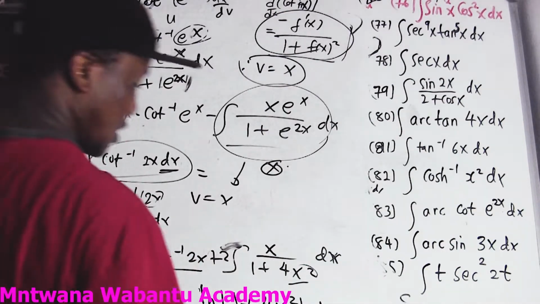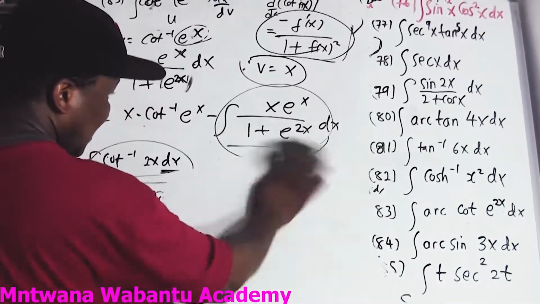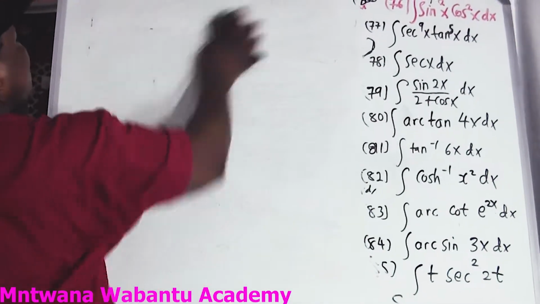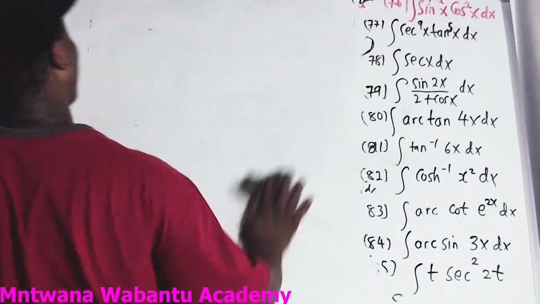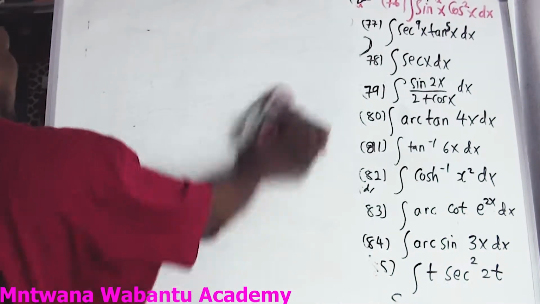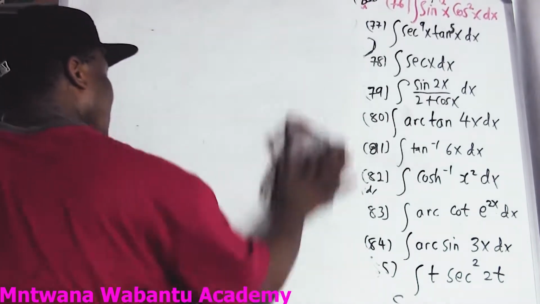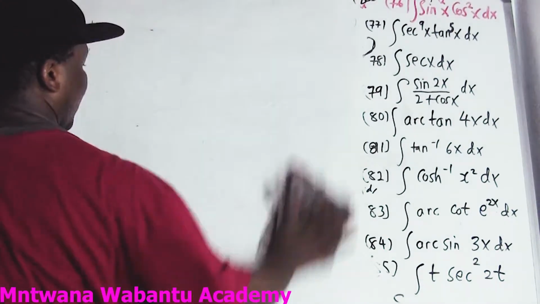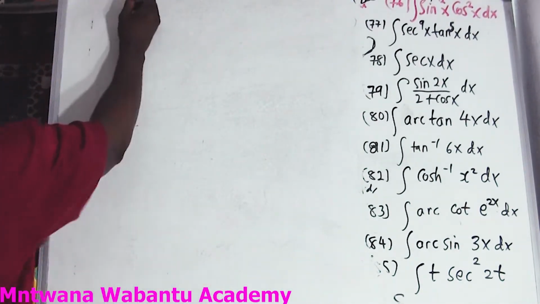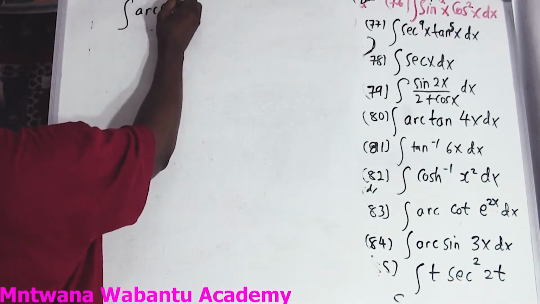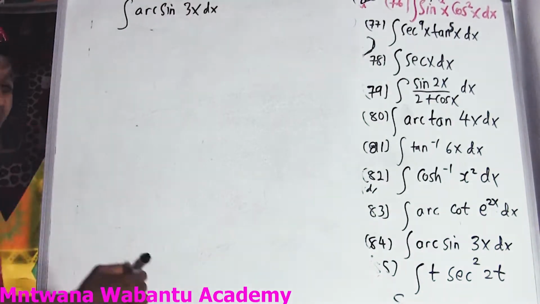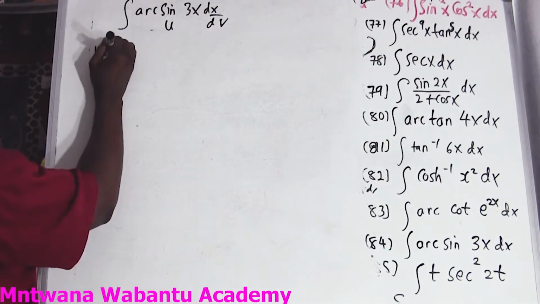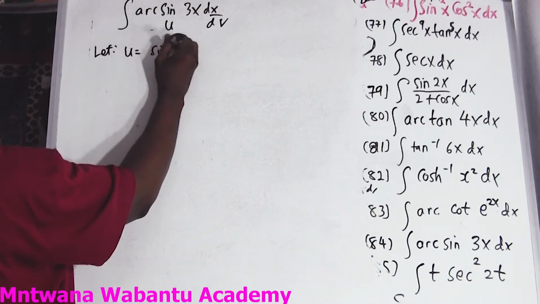Okay, now we go to question number 84. Question number 84, you say the integral of arcsine 3x dx. So just like the same, but for sine now, we say this is going to be our u and the dv equals dx. Let u equal arcsine, or sine inverse, of 3x.